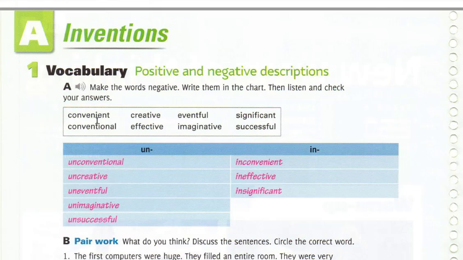Okay, so here in this box we have 8 vocabulary words. They're all adjectives used to describe nouns. And we're going to learn how to turn them negative because these are all positive descriptions. We're going to use the prefixes un and in in order to turn them negative.